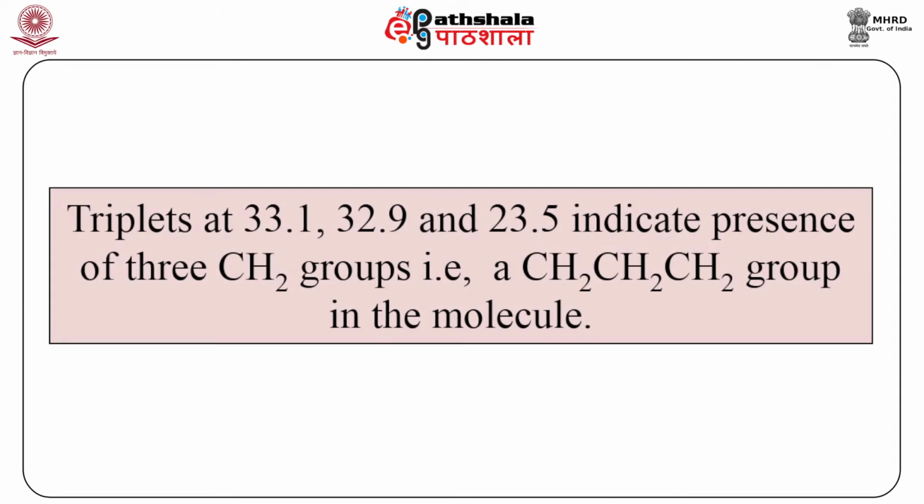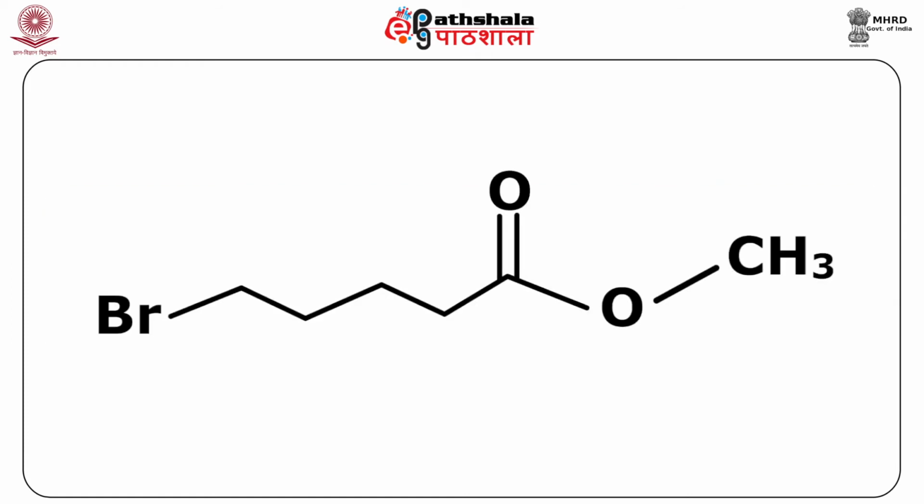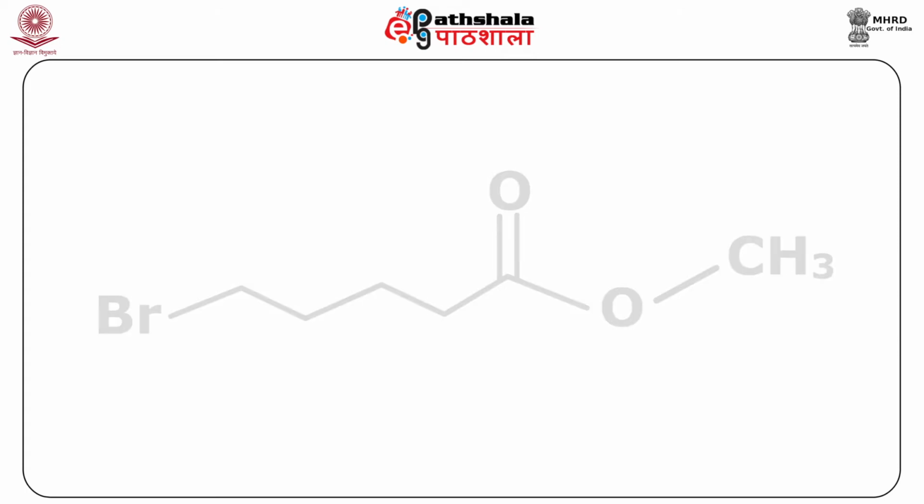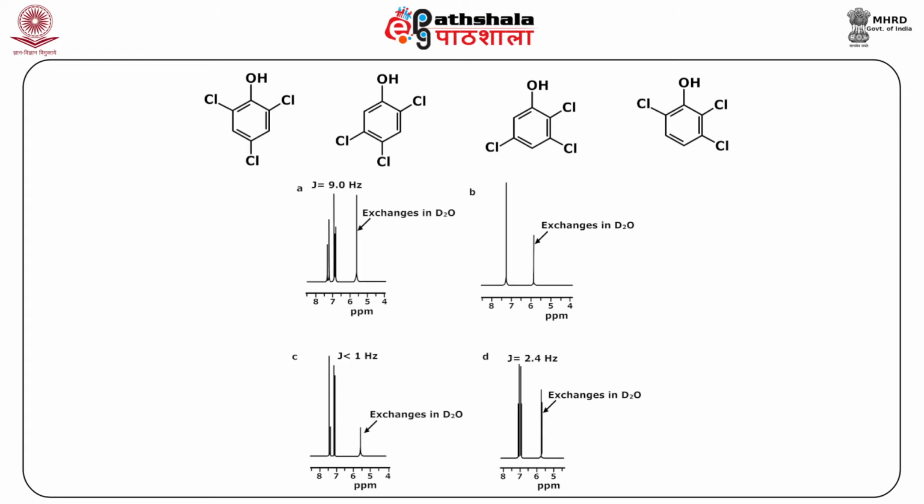Triplets at 33.1, 32.9 and 23.5 indicate the presence of 3 CH2 groups, that is CH2, CH2, CH2, in the molecule. So, the final structure of the compound works out to be Br, CH2, CH2, CH2, CH2, C double bond O, O CH3. Now we have to match the compounds with the spectrum of the given values.